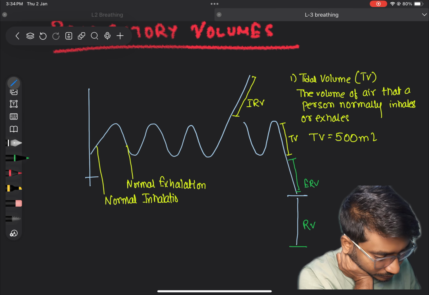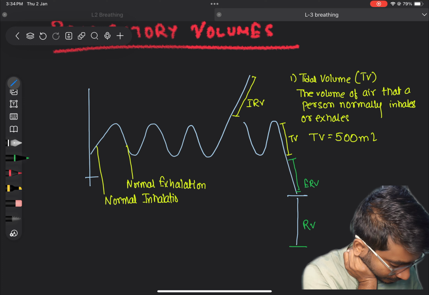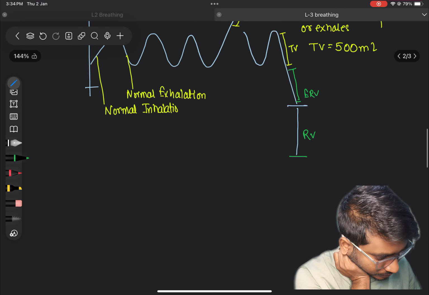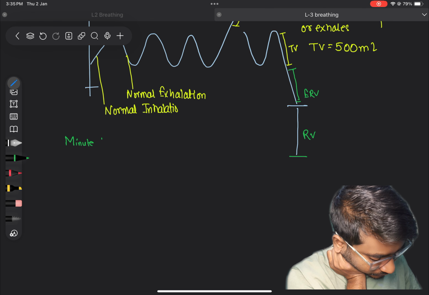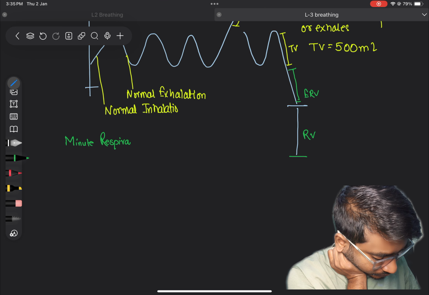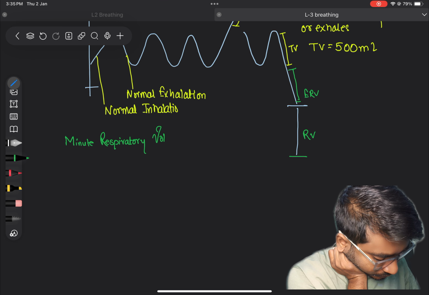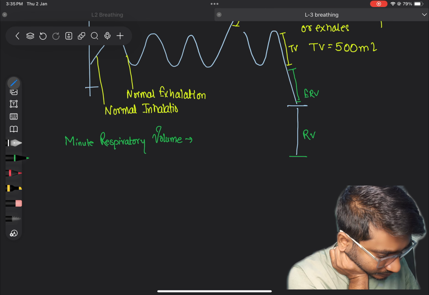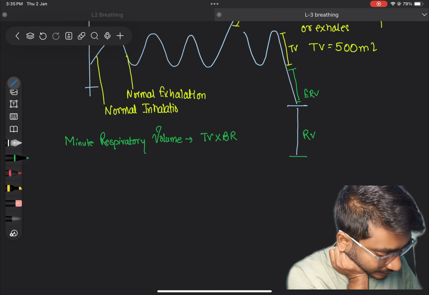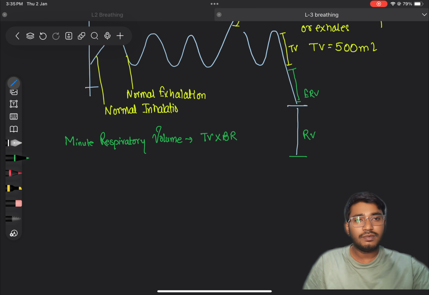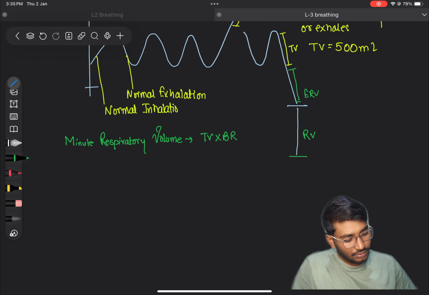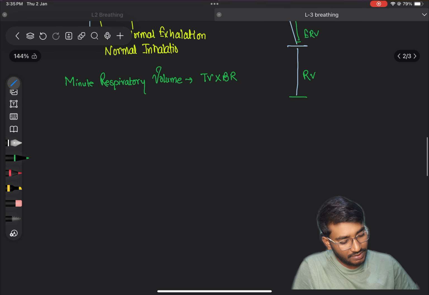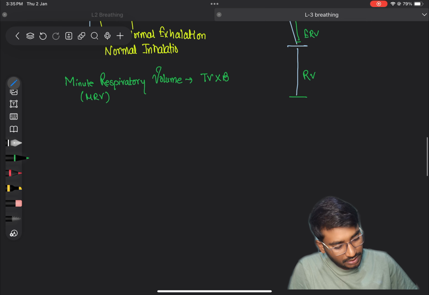Now what happens? This is not given in NCERT: minute respiratory volume. What is the minute respiratory volume? It is the tidal volume times the breathing rate. The tidal volume and the breathing rate is called the minute respiratory volume. It is also called MRV.